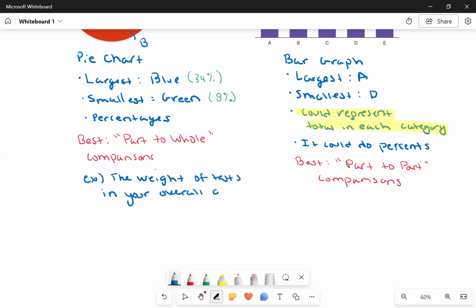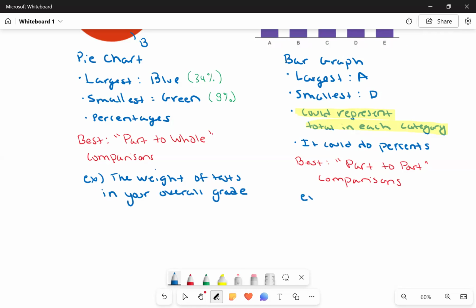So in a class, you're interested in how much the tests are worth. That would be a great thing to do on a pie chart because you're thinking about it in terms of relative to everything else in the class, how much they're worth in the class.